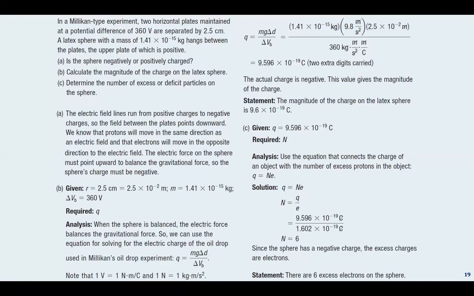Okay, so in this third question, we know the magnitude of the total charge is 9.596 times 10 to the power of negative 19, right? So use the equation that connects the charge of an object with the number of excess protons in the object, which gives us Q equals NE. Therefore, N should be 6. Since the sphere has a negative charge, we know the excess charges must be electrons, right? Therefore, we know there are 6 excess electrons on the sphere.